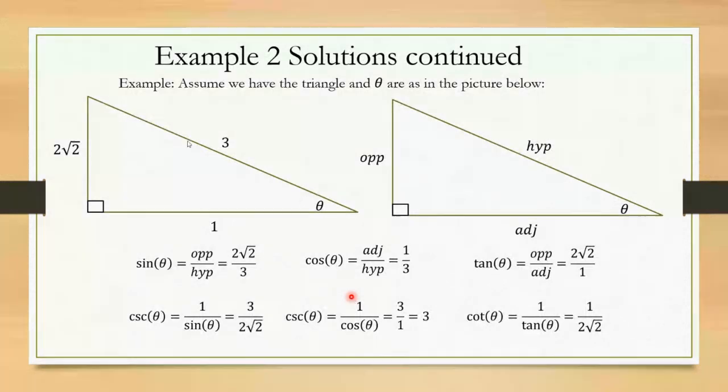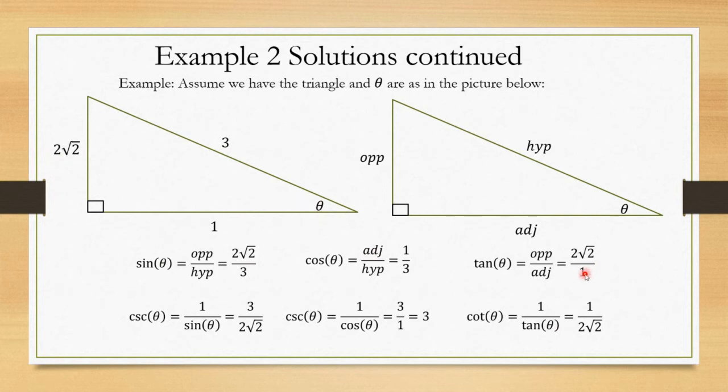as you see here. This is the length of the opposite side. This is the length of the adjacent. This is the length of the hypotenuse. And we just use our definitions. Sine of theta is the length of the opposite over the length of the hypotenuse. Opposite is 2 radical 2. Hypotenuse is 3. Cosine, we said, is a third.